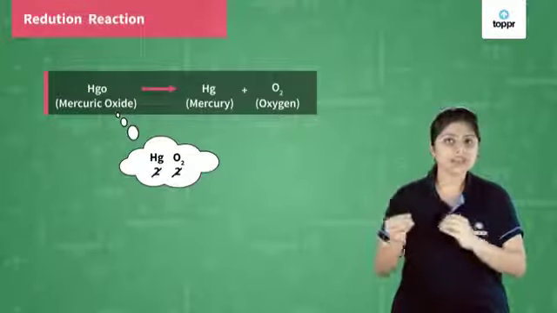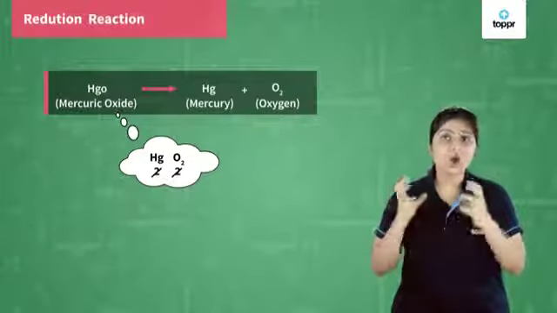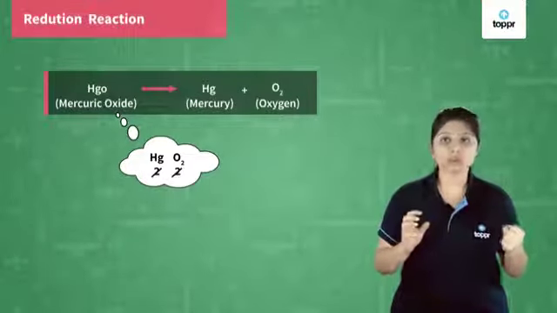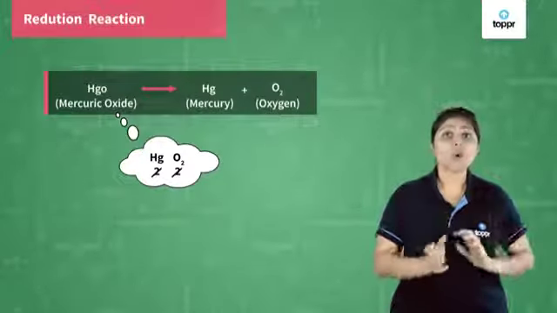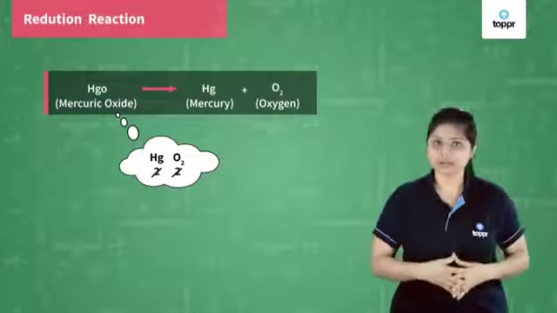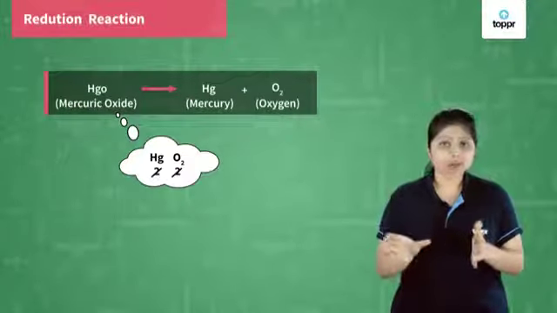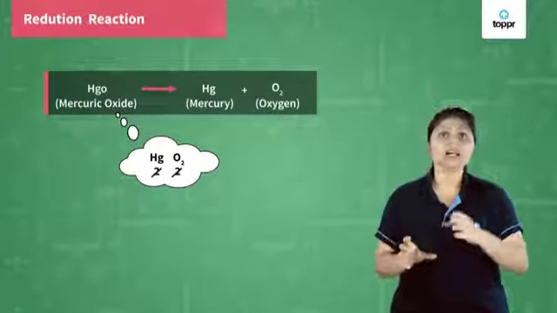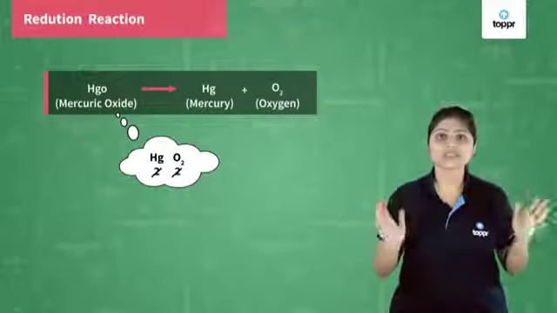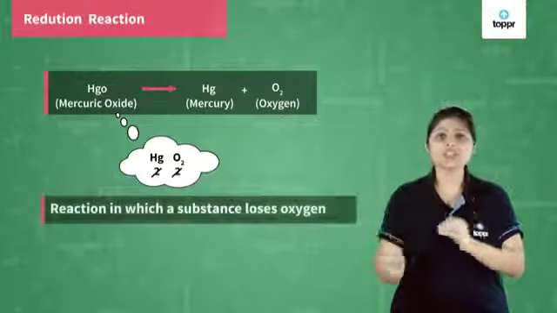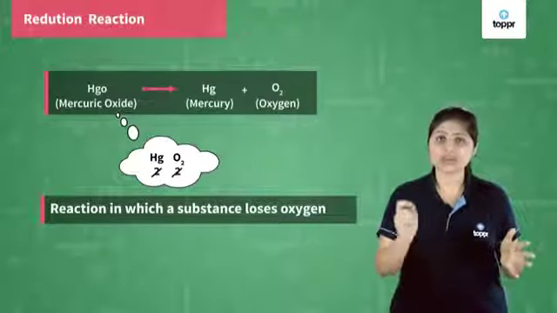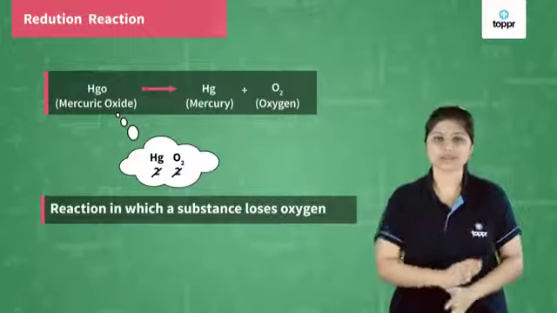Now when mercuric oxide is heated, oxygen is removed from mercuric oxide. So the products formed are Hg plus O2 because oxygen has evolved. Here from mercuric oxide, oxygen was lost. So this is termed as a reduction reaction. So if a substance loses oxygen during a reaction, it will be termed as a reduction reaction.